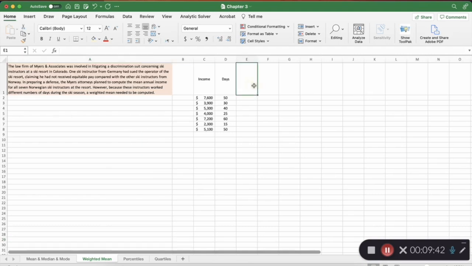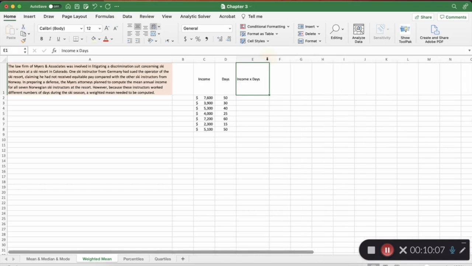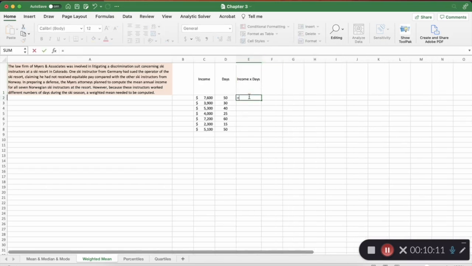For the weighted mean, first of all, we're going to multiply income times the number of days. In Excel, you put equal, select the income, then press shift 8, which is times, then select the days, then press enter. After that, I'm going to click on the right corner when I see the plus sign and drag this. So all of these calculations have been done for you.